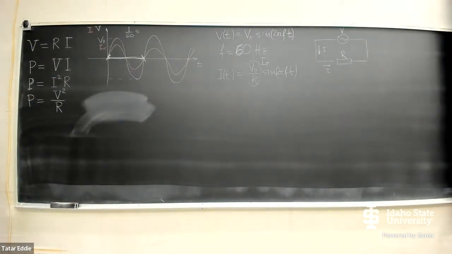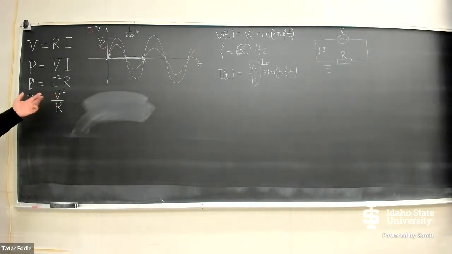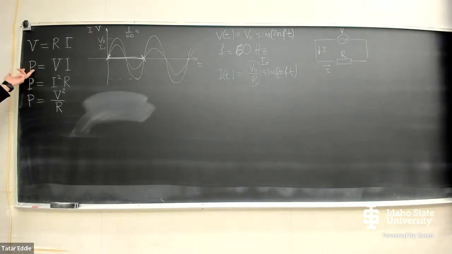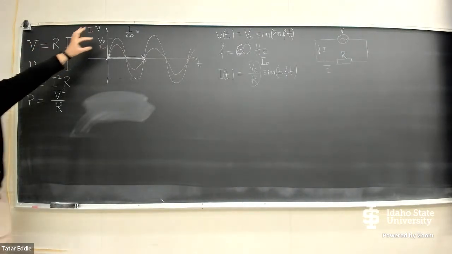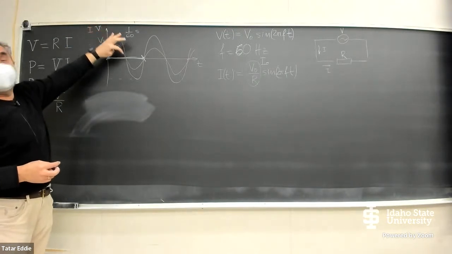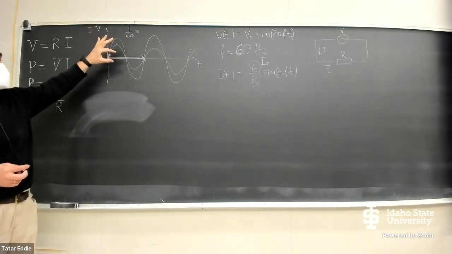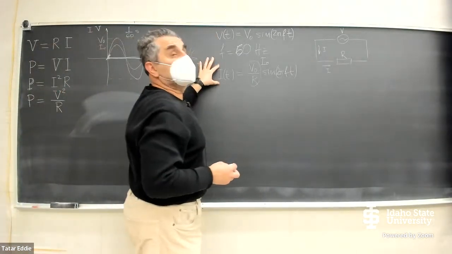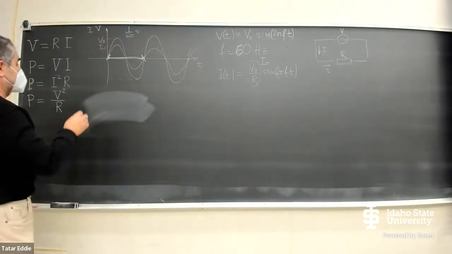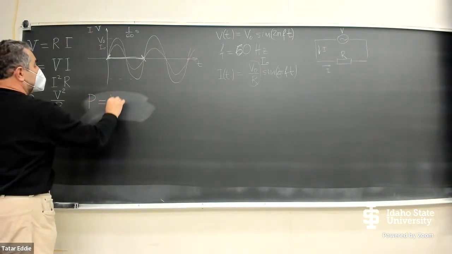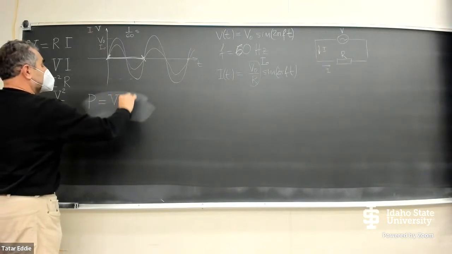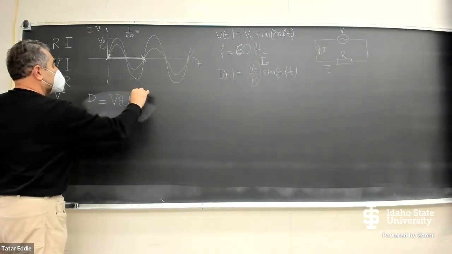So now let's continue in this discussion. Let's figure out the power. How does the power change in time? Well, you have to multiply the voltage times the current. You have to multiply the white function with the red function, right? This function times this function is going to give you the power as a function of time. So you have power as a function of time is going to be voltage multiplied by current.